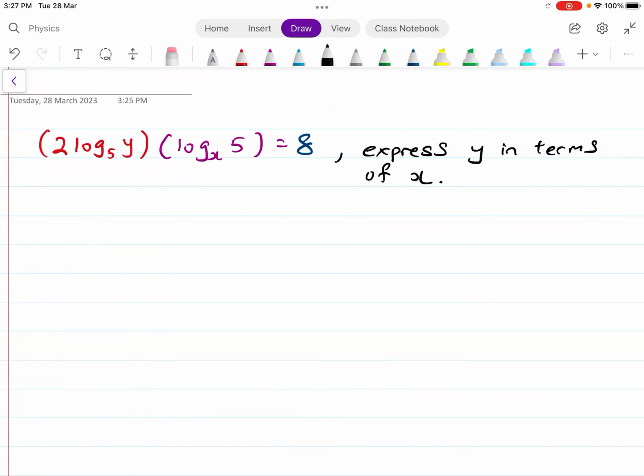Alright, so let's go through this logarithm question. We have 2 log base y, base 5y times log base x5 equal to 8. Express y in terms of x. So how do we do this?